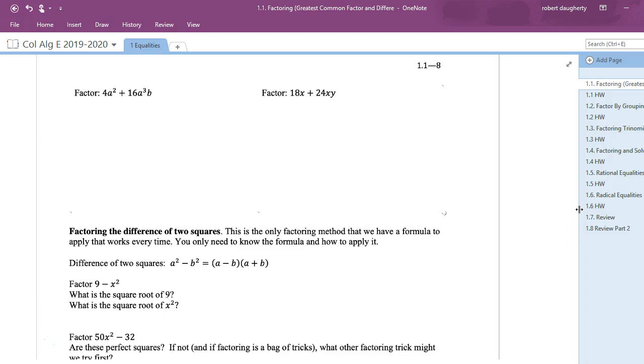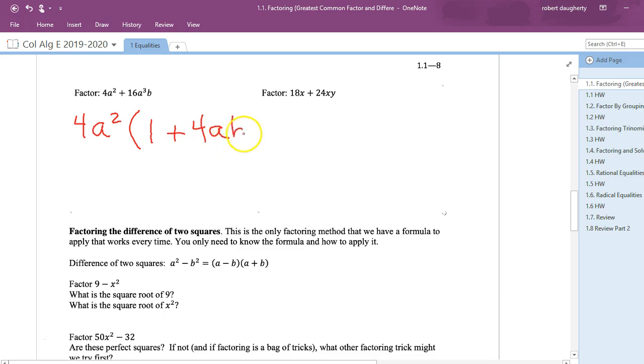Let's look at this. What do I factor out of here? What number? 4, what, a squared, right? And then I'm left with, what's 4a squared? What do I multiply 4a squared by to get 4a squared? 1. So that's just a 1 plus 4 times what is 16? And then a squared times what is equal to a cubed? A, and then I've got a b there. So that's going to stick around, okay?